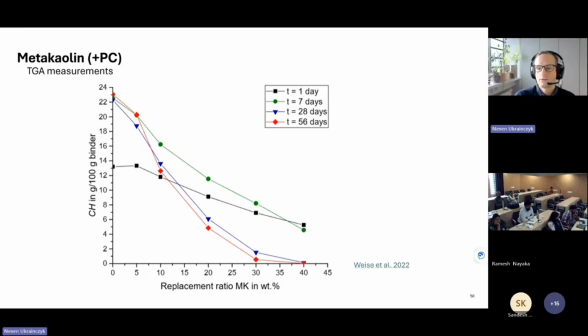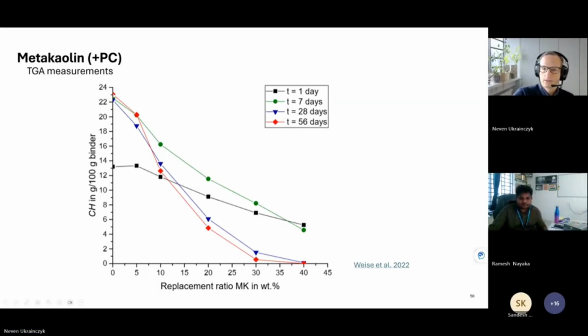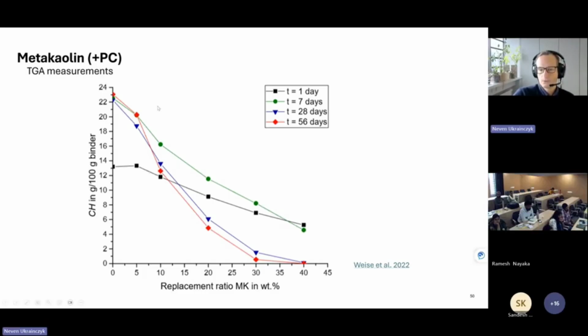And then the difference when you have the blended one, you can see how much. This is the reference, this is the 0 SCM. So if, let's say, in 56 days you have 23% of portlandite in your paste, and then in 56 days, if you have 10% metakaolinite, you have 13% of portlandite, then you can quantify the pozzolanic reaction, the degree of pozzolanic reaction.